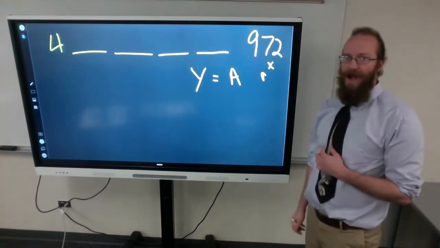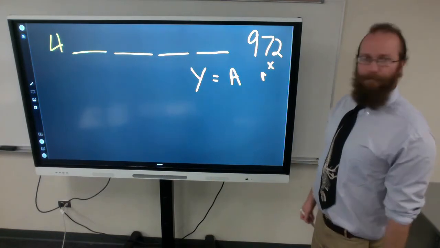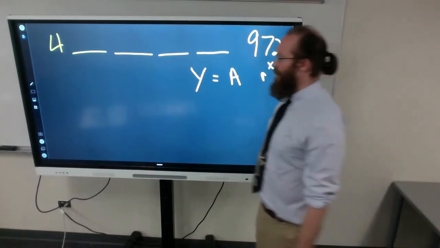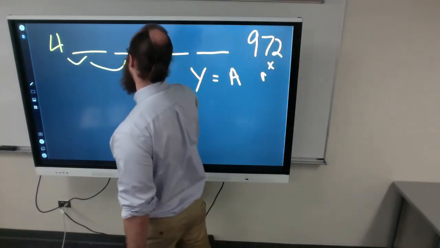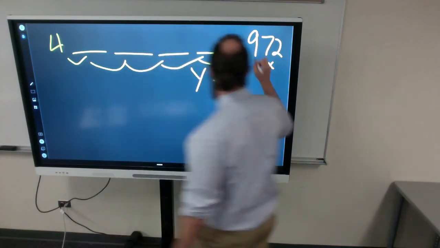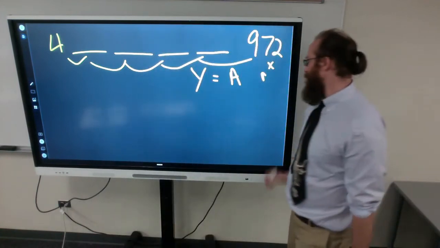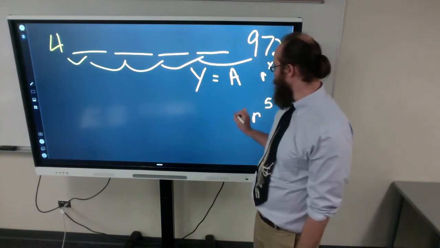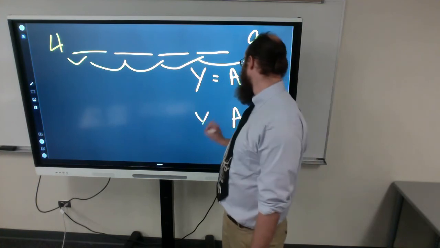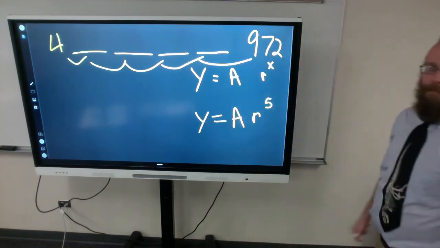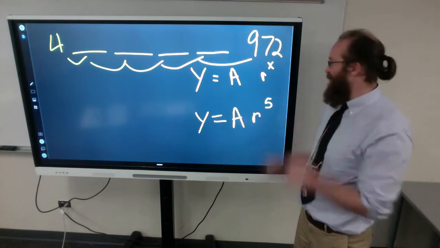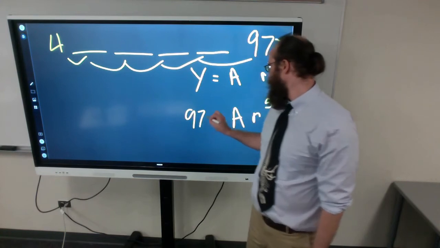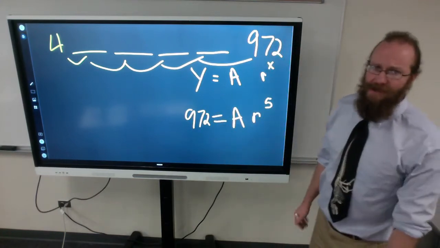And now we need to figure out how many steps, right? So how many steps do we have between 4 and 972? We have 1 step, 2 steps, 3 steps, 4 steps, and 5 steps. So we know our x value is 5. So we have r raised to the 5th power times a, and that equals y, right? We can now plug in our y value. Our y value should be 972, right? Because that's our last value.